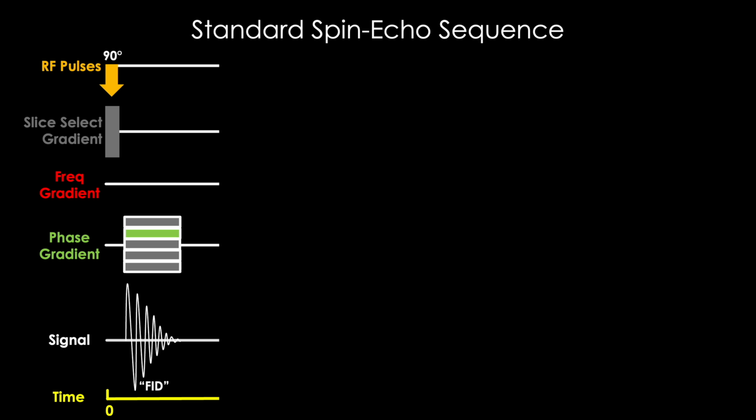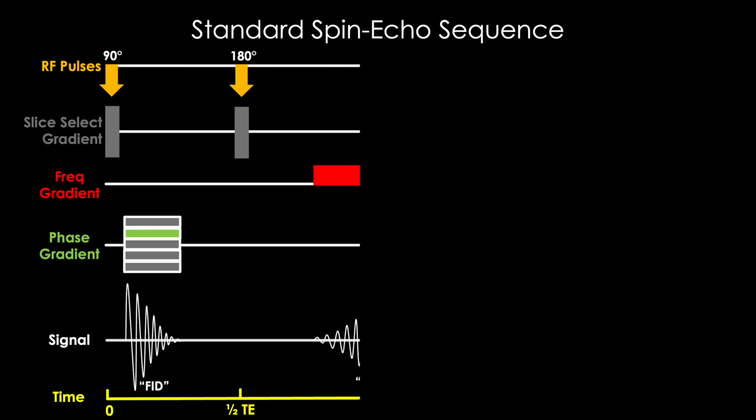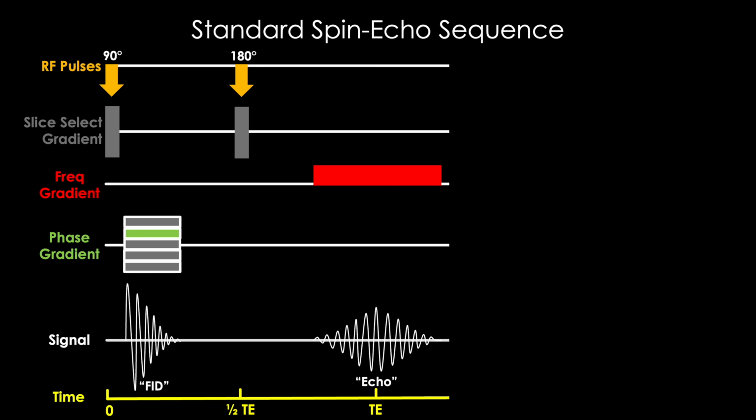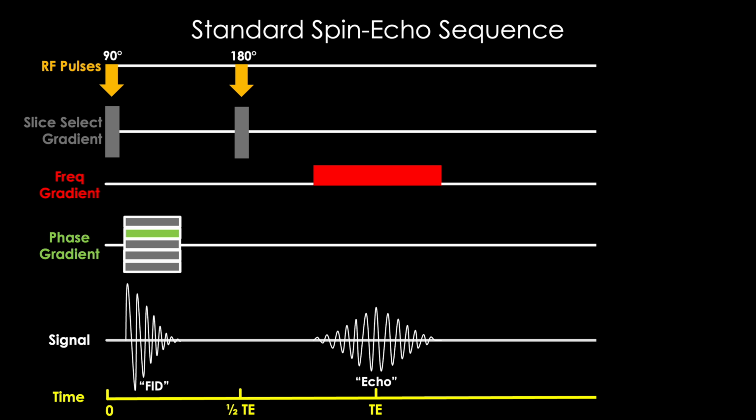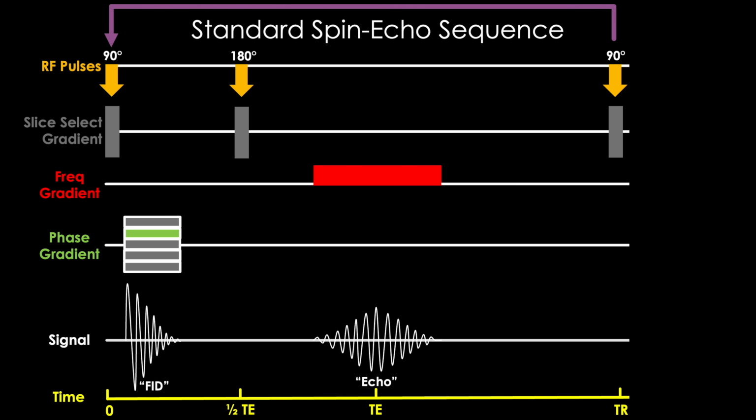And then again, at time equals 1/2 TE, we apply our 180-degree rephasing pulse, generating our echo, on which we apply our frequency encoding gradient and record the signal. We again have to wait for the spins to realign with B0 and the z-axis, rebuilding our net magnetizations, before starting the process all over again for a third cycle.